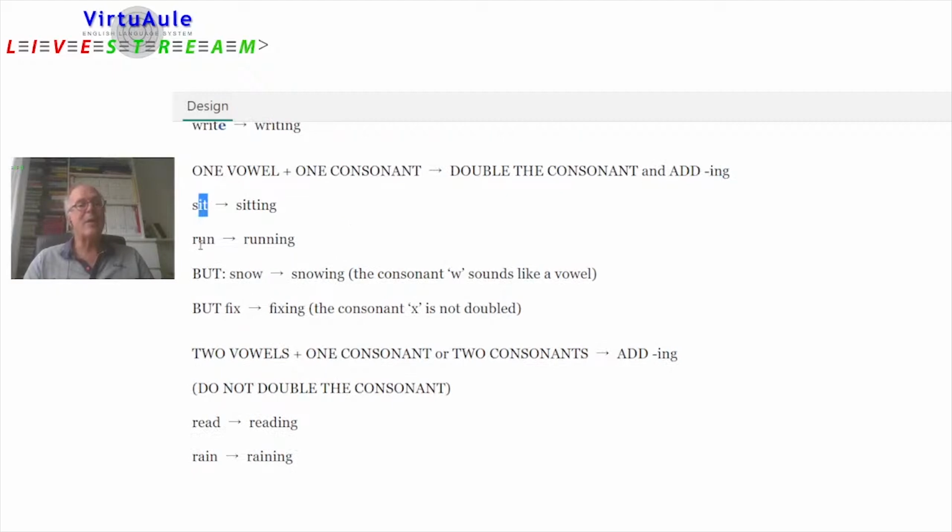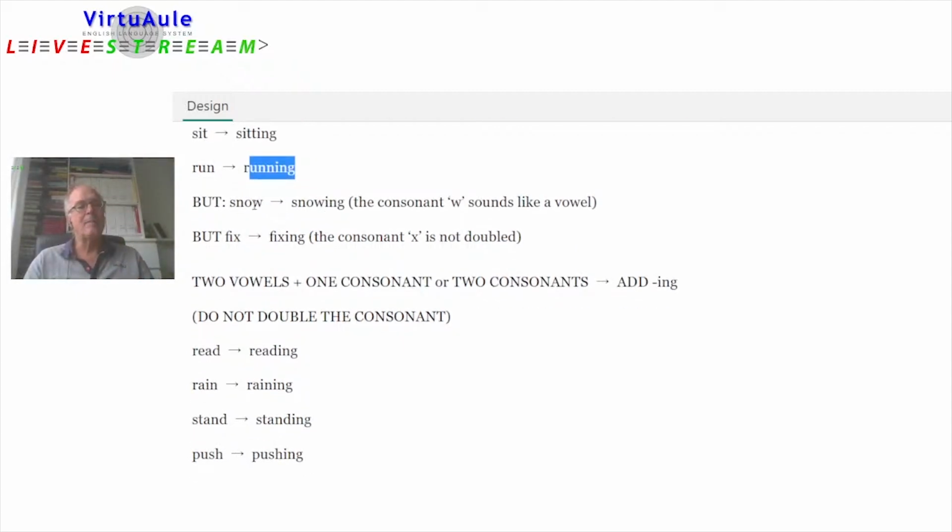Sit, we have one vowel and one consonant, so we have sitting. The consonant T is doubled. Run, running. The consonant N, which is followed by one vowel U, is doubled, so we have running. There are exceptions. Snow, which has a vowel and a consonant, is snowing, because the consonant W sounds like a vowel. Snow, snow. It's more like a vowel.